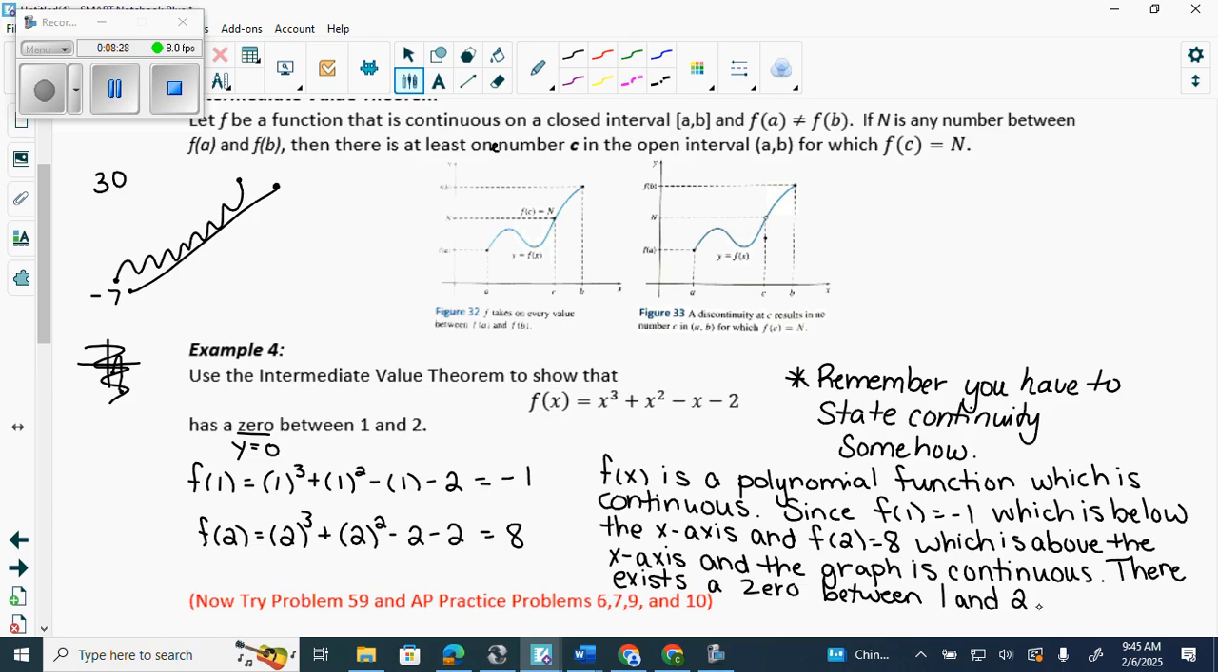Sometimes they don't ask if there's a 0, sometimes they ask if there's a value 6. Well, then you have to find a value below 6, find a value above 6, say the graph is continuous, and therefore it would go through the line y equals 6, right? It doesn't have to be a 0, it could be other things.